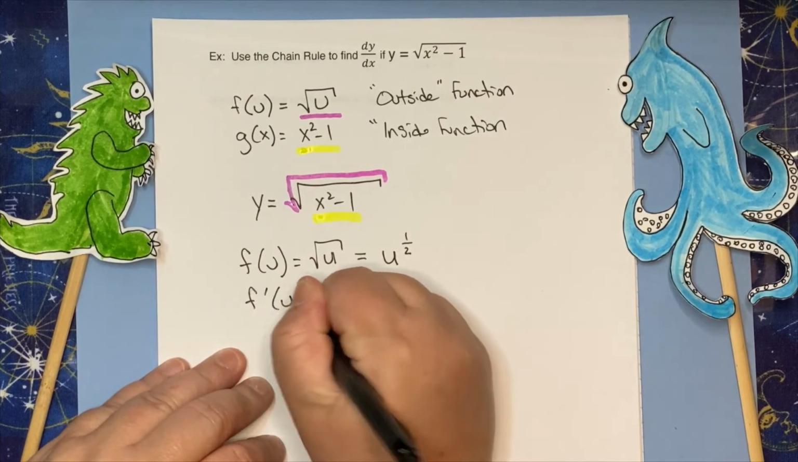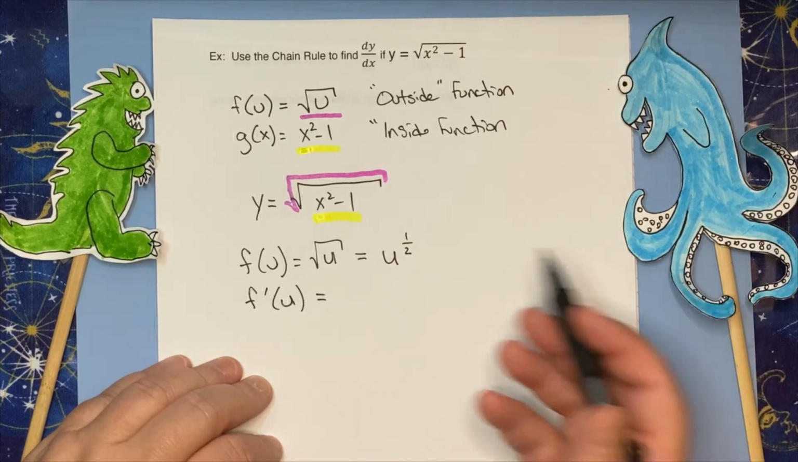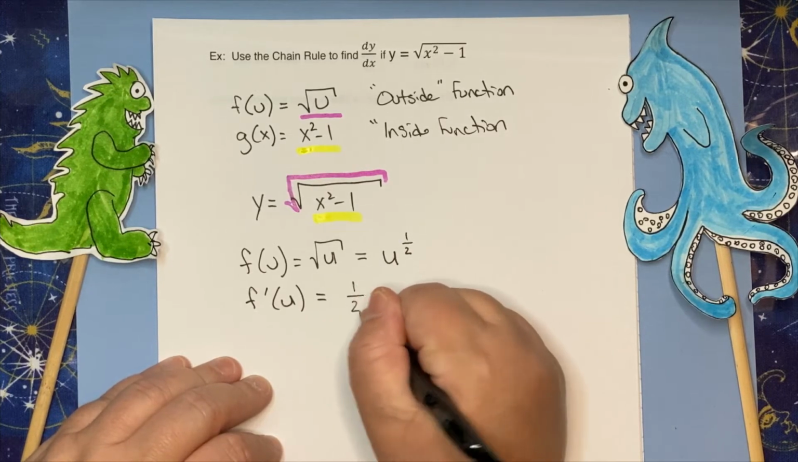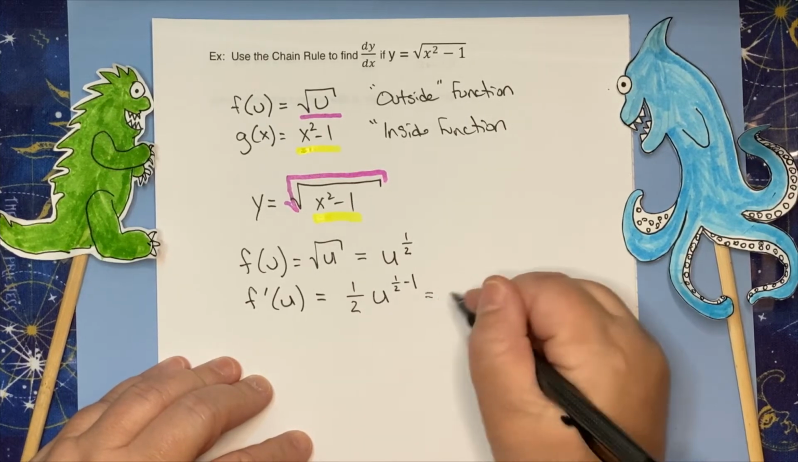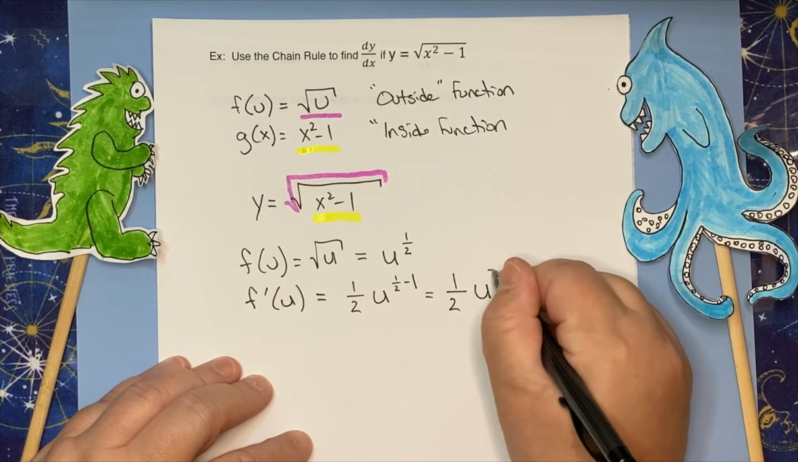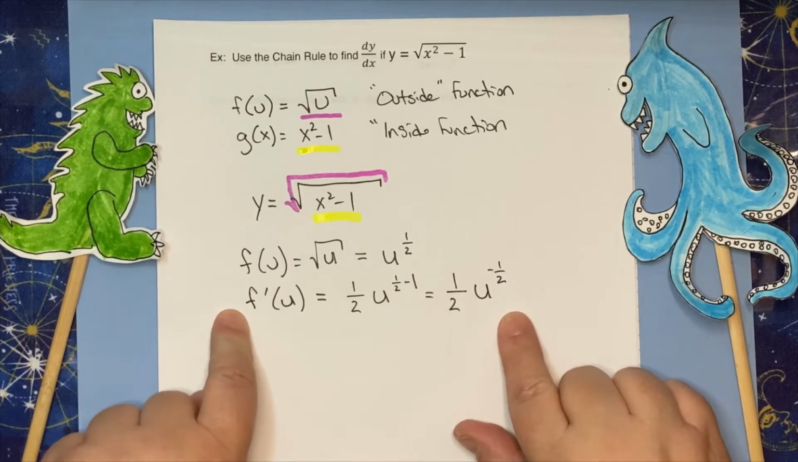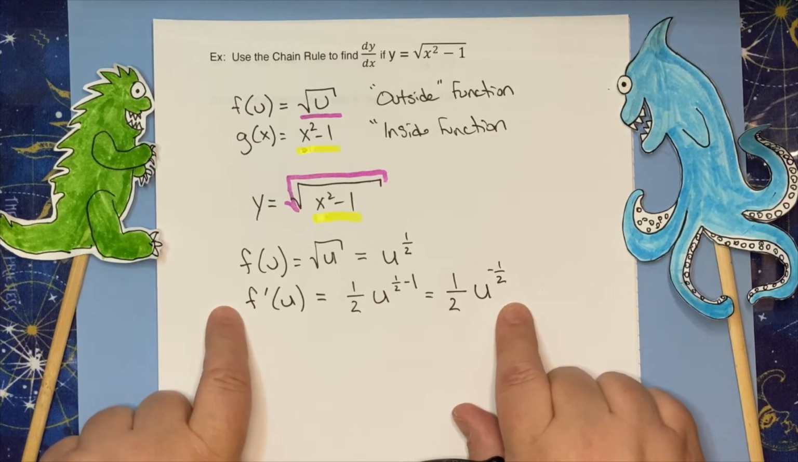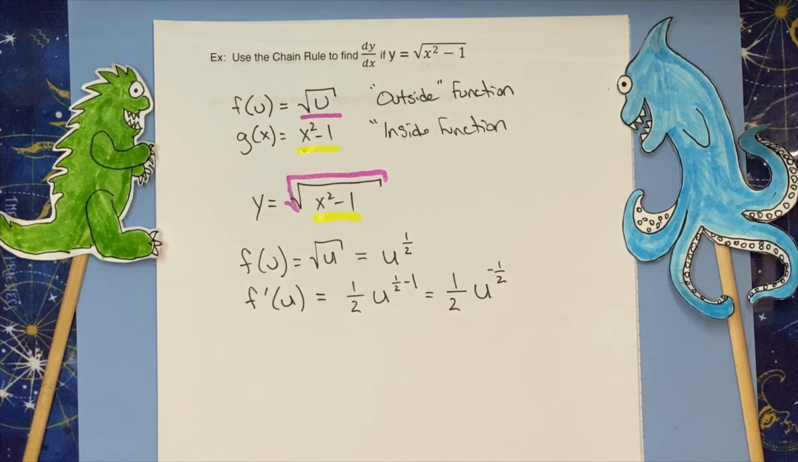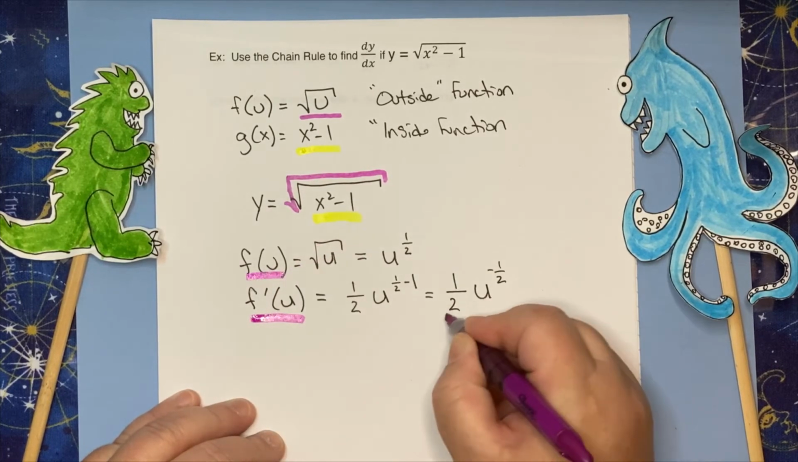So f prime of u is, remember, if you've got an exponent, even if it's rational, the exponent comes down. Then we take the original exponent and subtract 1. Now, this is a case where, in fact, f got more complicated when we took the derivative. So it doesn't always get easier. But given that this is our only option, we're going to have to go with this. So there we go. That's the outside. This is the purple part right here that we're talking about.